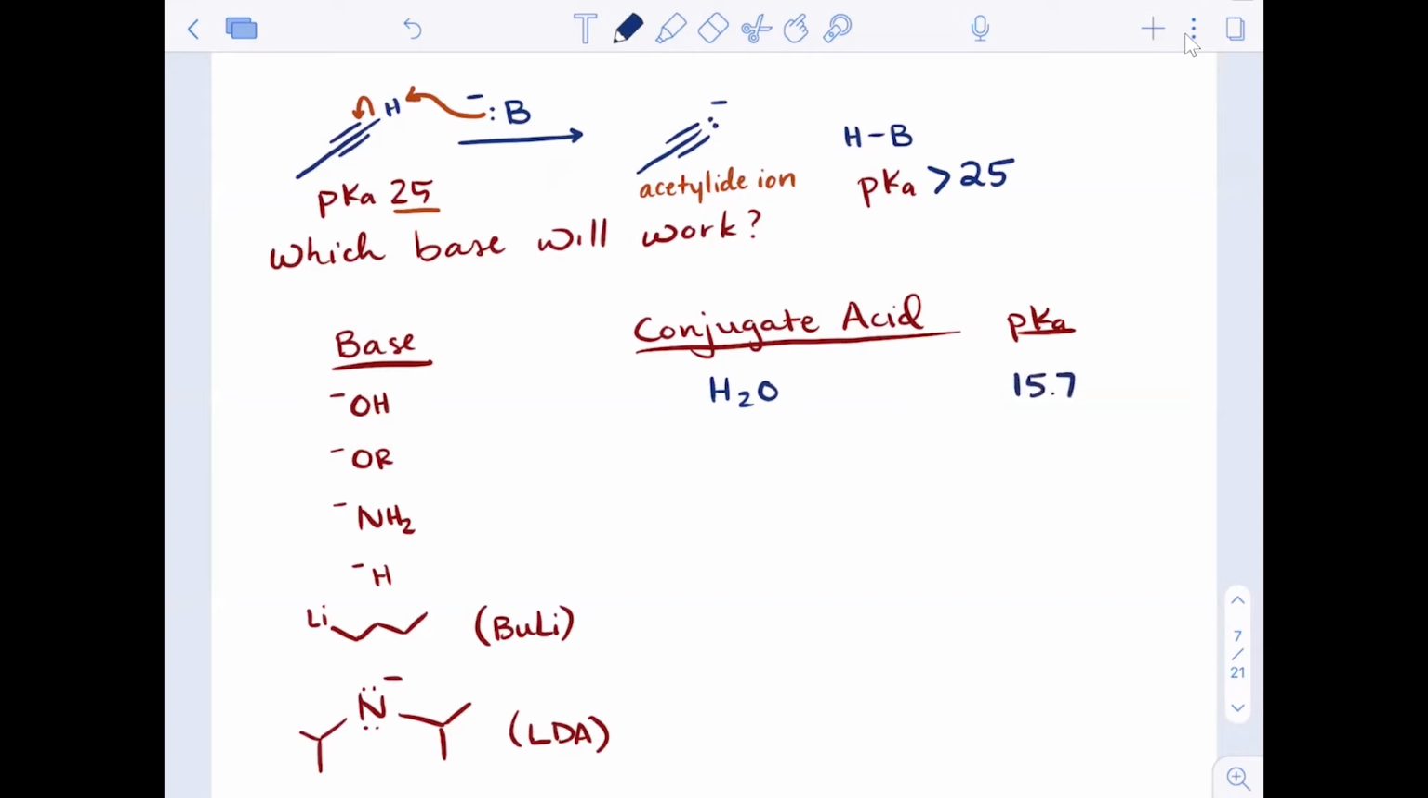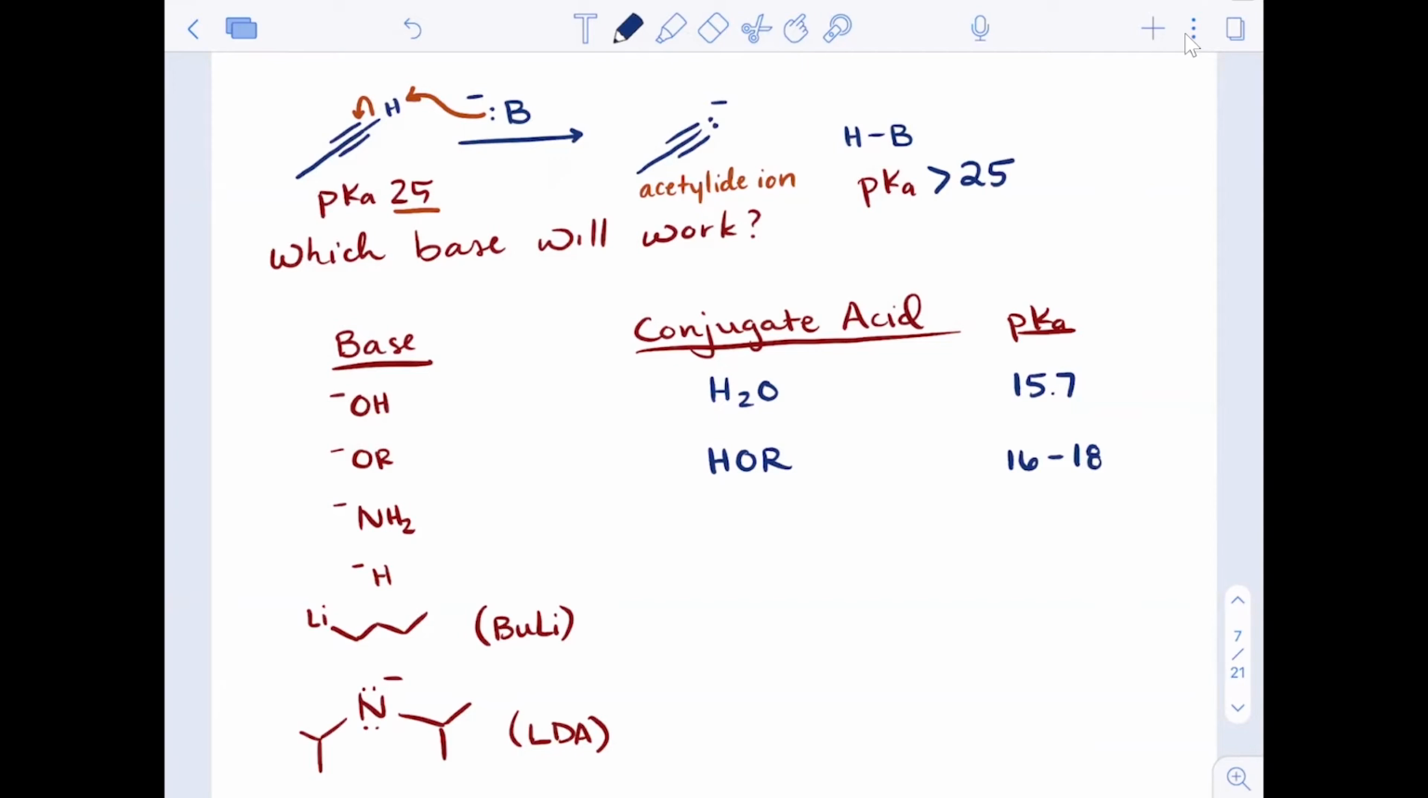15.7 for that pKa is not going to be good enough, right? Definitely not higher than 25. So that conjugate acid, hydroxide as a base, is not reactive enough. When we think about any oxygen minus making the alcohol functional group, that ranges from 16 to 18 for its conjugate acid. Not good enough.